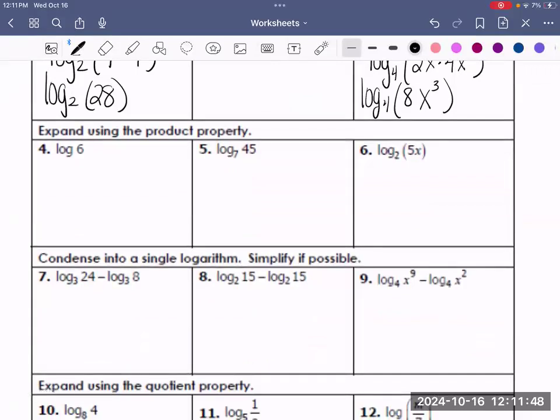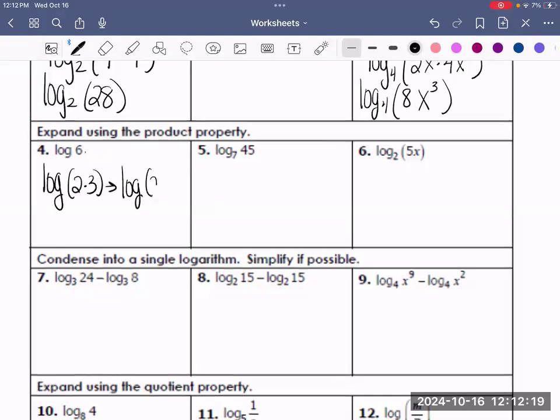So let's try expanding number 4. I'm not sure what they quite want. That is, from what I can tell, fully expanded here. Expand using the product property. Okay, I see. What they want is for us to break it up through multiplication. So what two numbers multiply up to 6 other than 1 and 6, I believe is what they're looking for. That would be 2 times 3. And because you're multiplying here, we can say log 2 plus log 3. I believe that is what this worksheet is asking for.